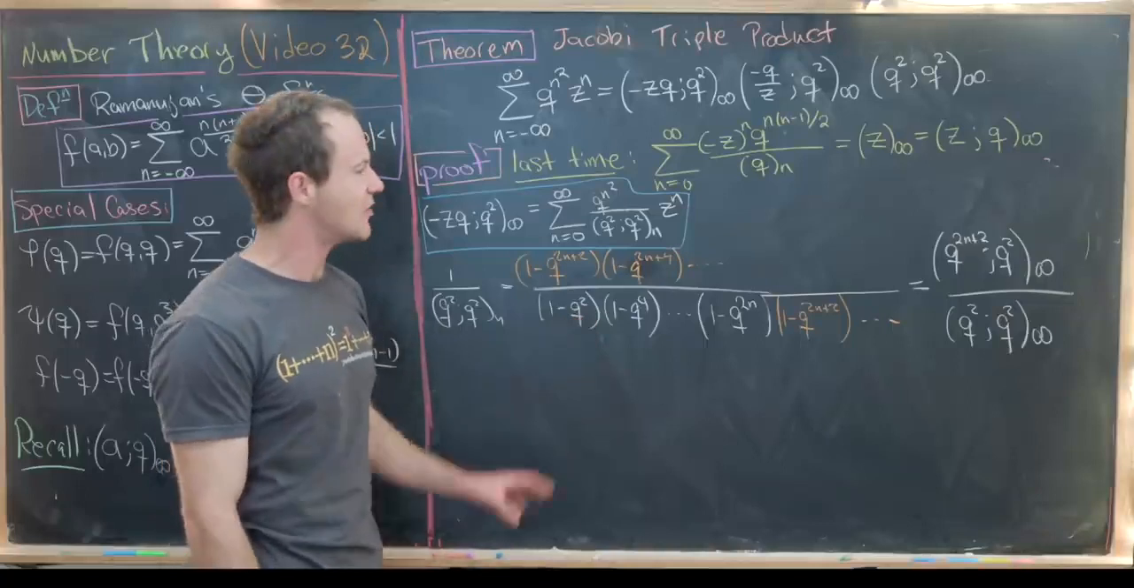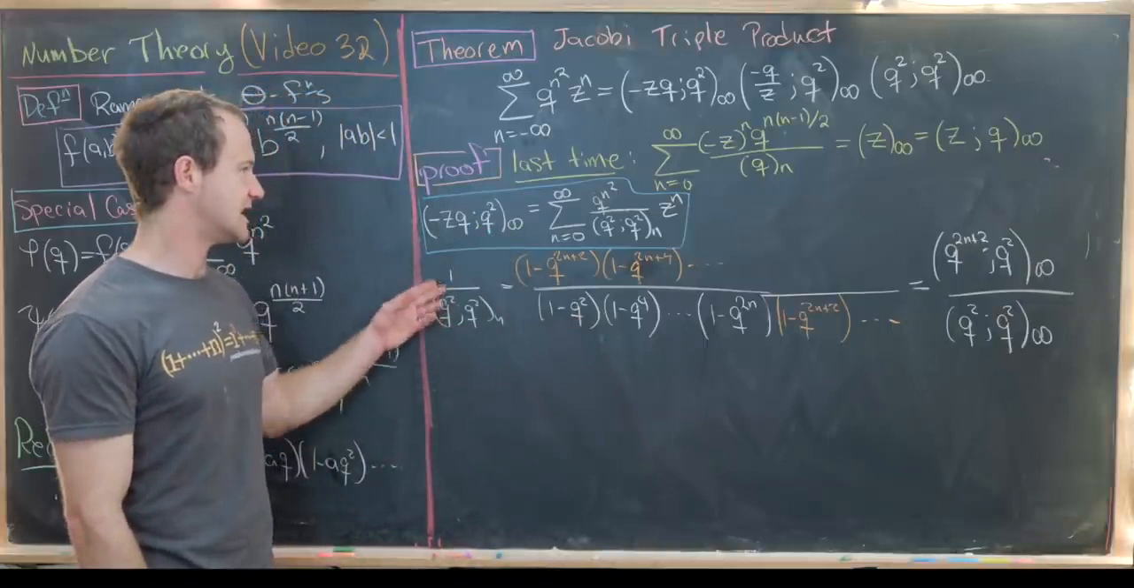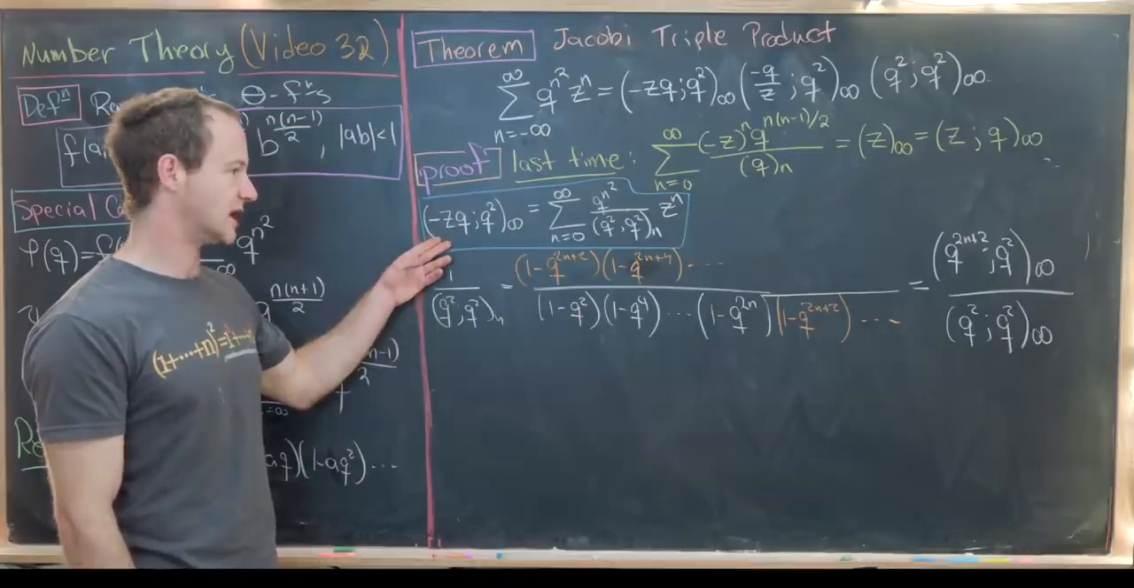Now, let's look at how this can be applied to what we have in our blue box. Let's notice how this identity can be applied to what we have in our blue box.